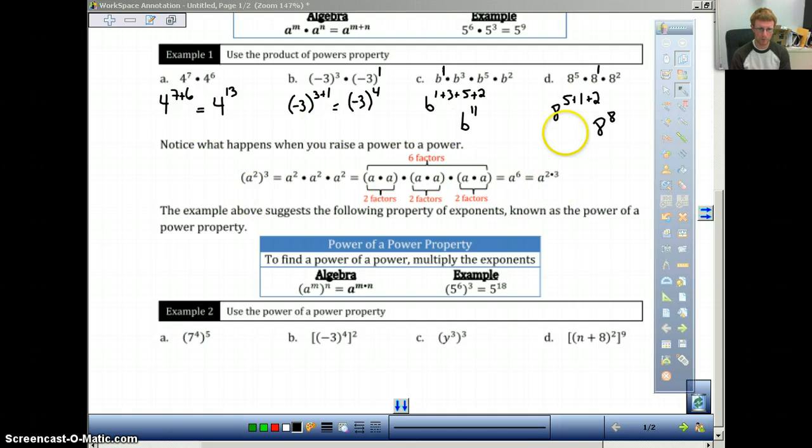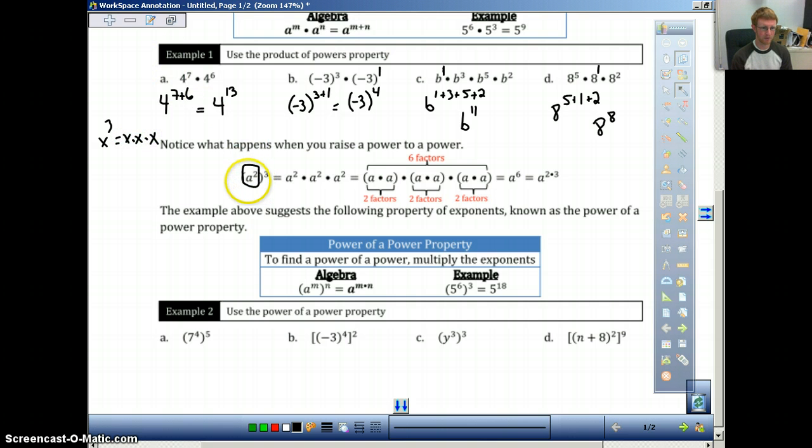Okay, so the next one, and again, pay attention to these. These are the parts that explain why it works the way it does. So this is a little bit different. It says a to the 2nd, and then on the outside we have a to the 3rd. So look at how we write that. That means that whatever's on the inside of here, we're going to do that 3 times. So just like if we had x to the 3rd, x to the 3rd is equal to x times x times x.